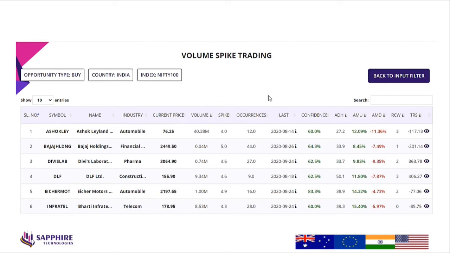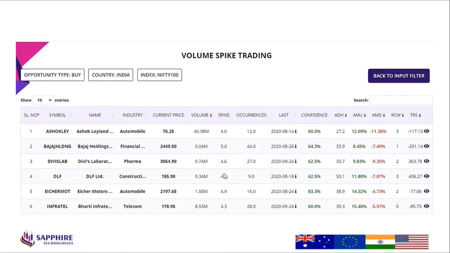It had 12 occurrences for a certain period of time. It had a 60% confidence. That means 60% of the time it had gone up, because we are looking for buy opportunities. If you look at the upper left corner of the screen, the average move up was 12.09%, and the average move down was 11.36%. Likewise, it lists the whole number of stocks available when you run this scan. So the point here is that you don't have to monitor each and every stock. The application, as you run it, provides all this information for you with a complete breakdown of the statistics.